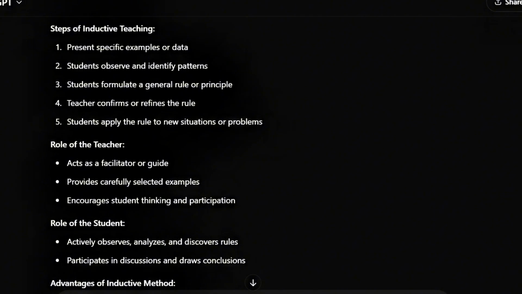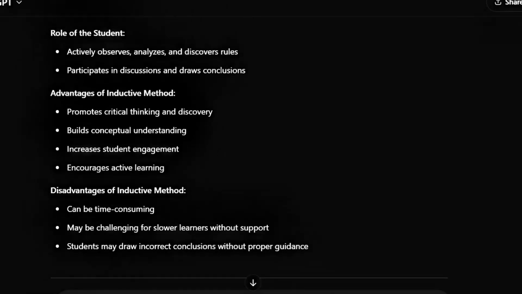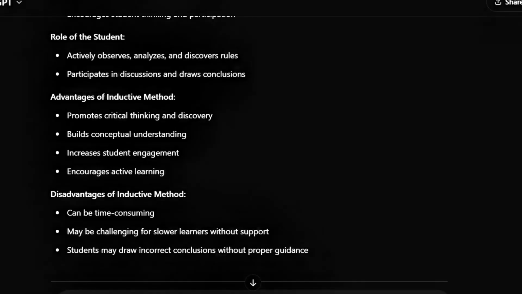Role of the teacher: acts as a facilitator or guide, provides carefully selected examples, encourages student thinking and participation. Role of the student: actively observes, analyzes, and discovers rules, participates in discussions, and draws conclusions.